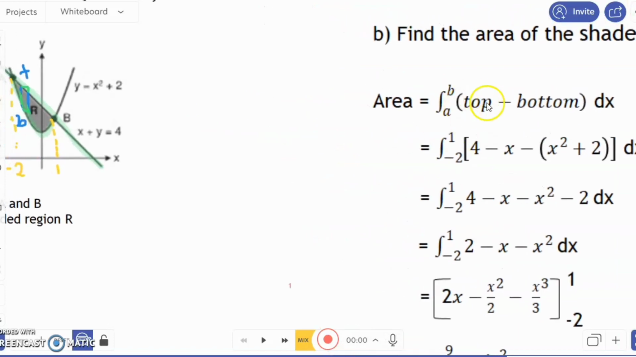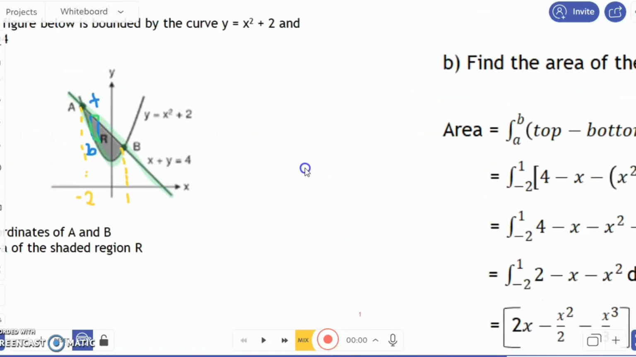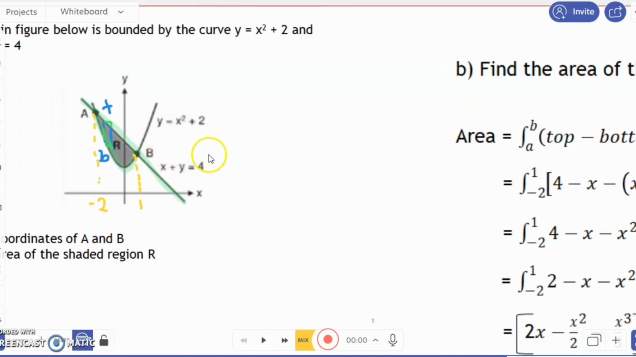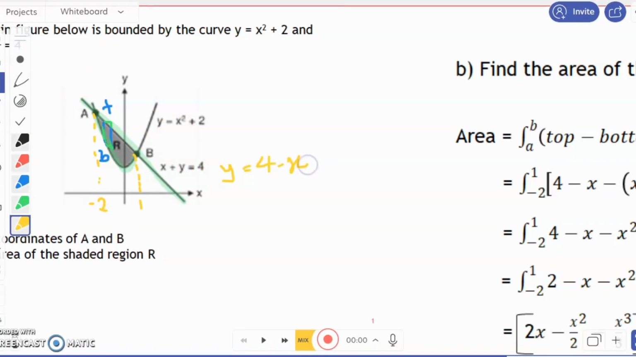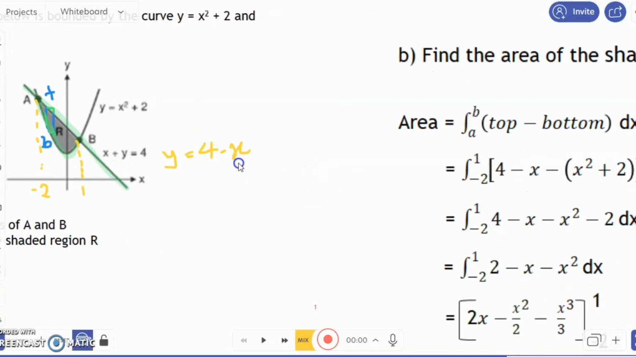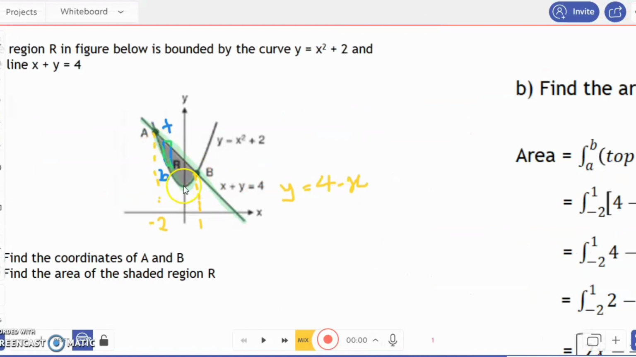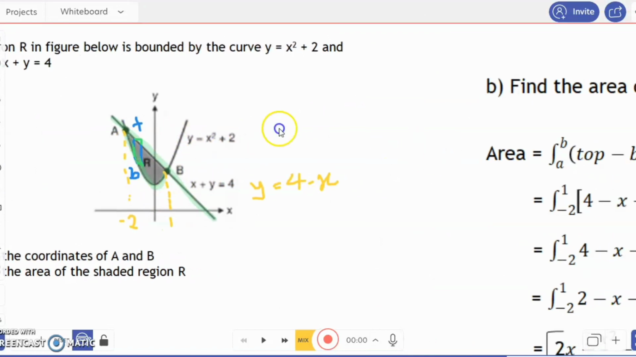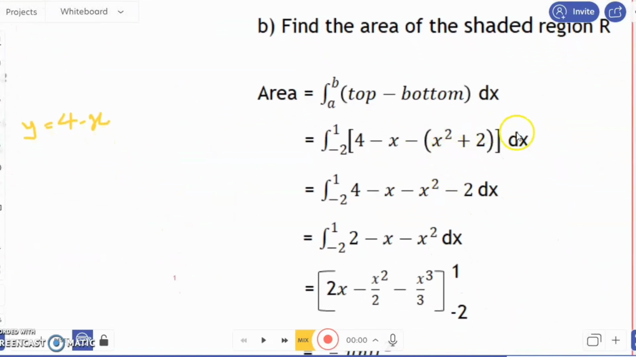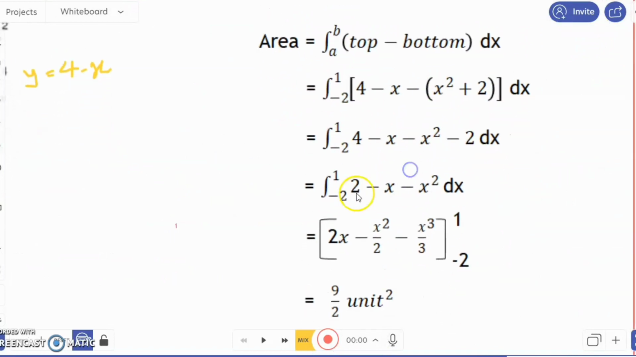And then the top function is 4 minus x. How do we get 4 minus x? In here, because we have to change into terms of y, so y equal to 4 minus x. And then minus the bottom. The bottom function is here in the curve, y equal to x squared plus 2. So minus x squared plus 2, dx. And then we simplify this function and we get 2 minus x minus x squared, dx.